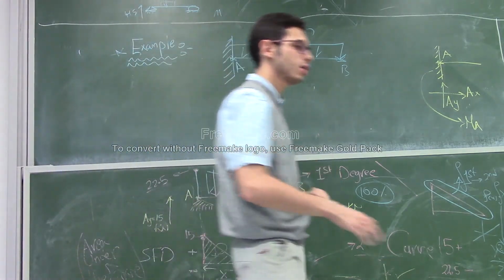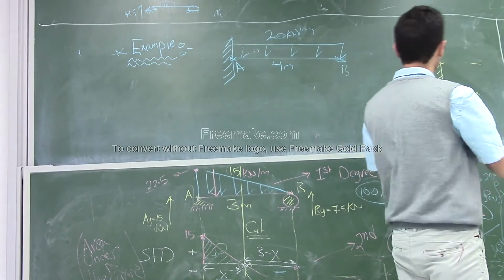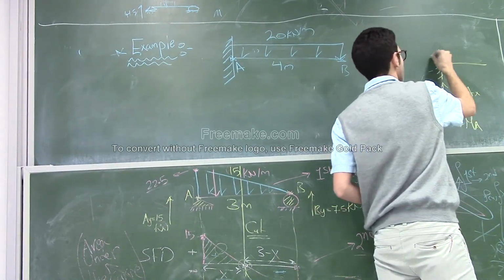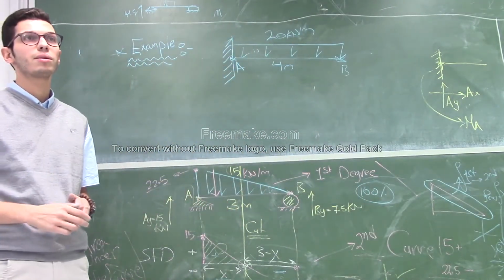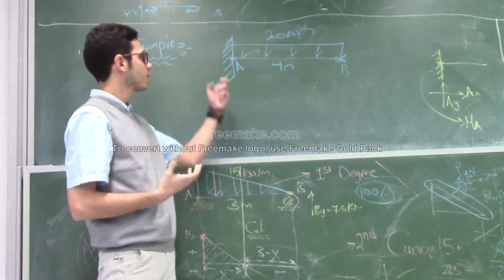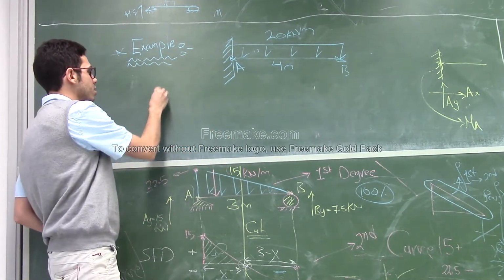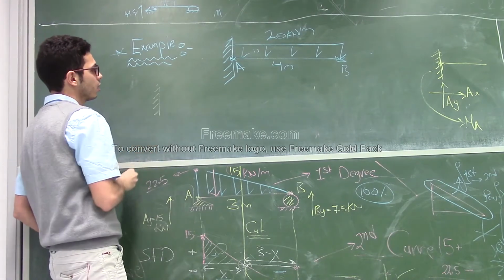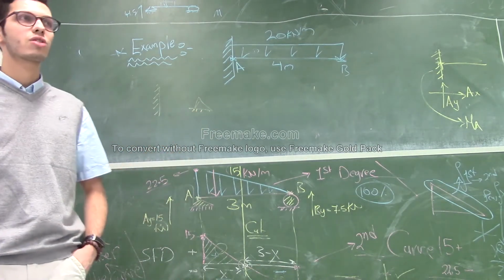But before that, does anyone know, in real life, what is the difference between the fixed support and the pin support or the hinge? What is the difference between this one and this one in real structures?